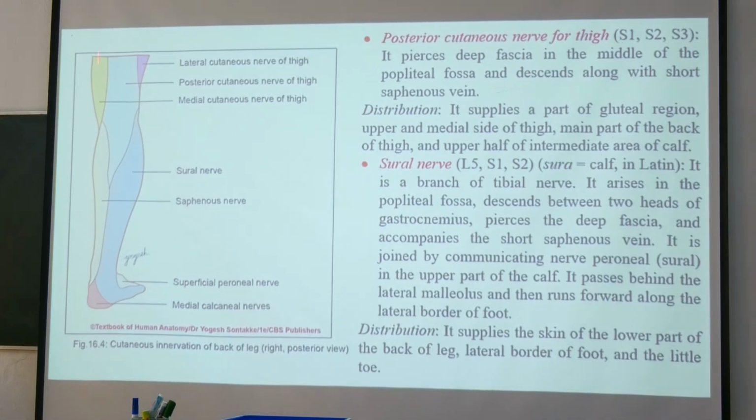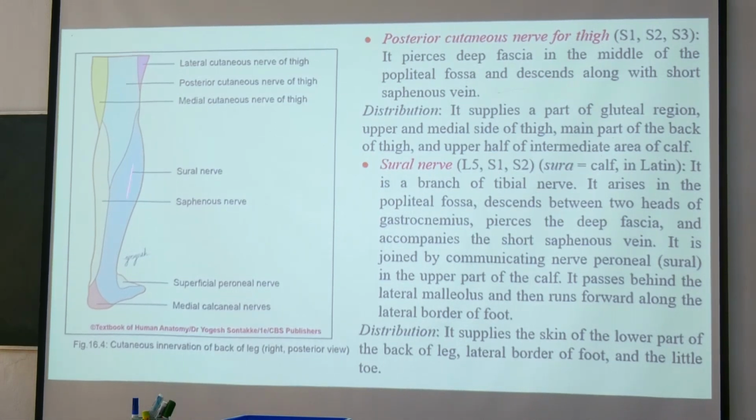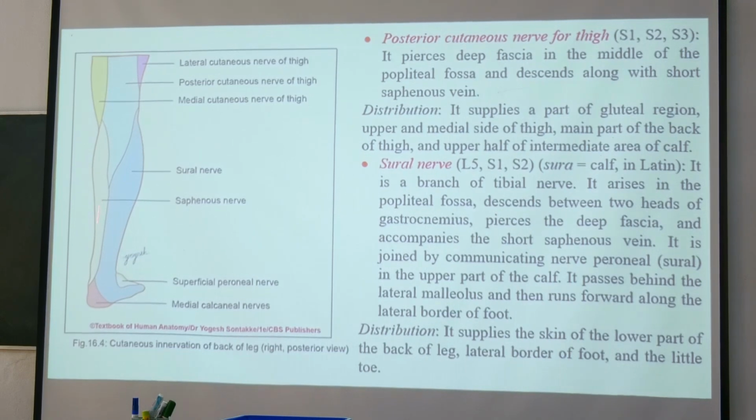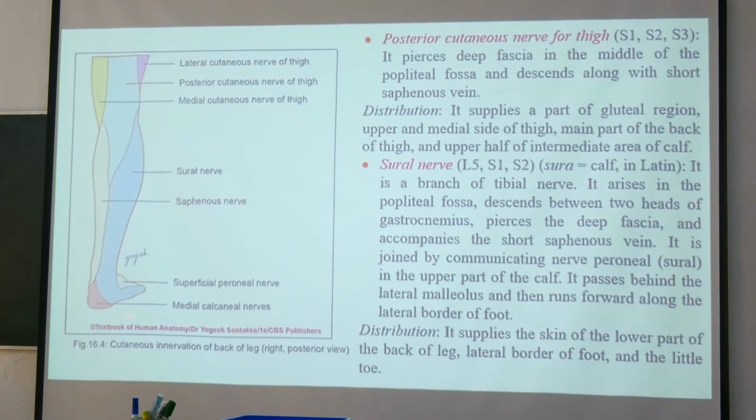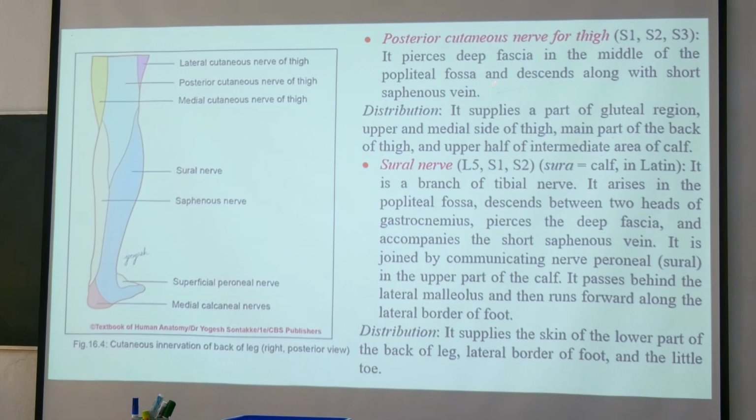Okay, medial cutaneous nerve of thigh, posterior cutaneous nerve of thigh, lateral cutaneous nerve of thigh. Here is the saphenous nerve, supply of saphenous nerve, sural nerve up to the ball of the great toe. Sural nerve is lying on the lateral side. Saphenous nerve is extending up to the ball of the great toe, and this heel area is supplied by medial calcaneal nerves. Okay, so posterior cutaneous nerve of thigh, this one pierces the deep fascia in the middle of the popliteal fossa and descends along with the short saphenous vein.